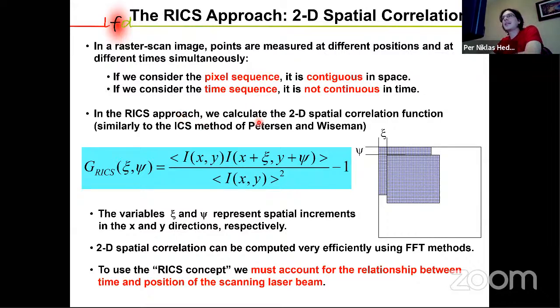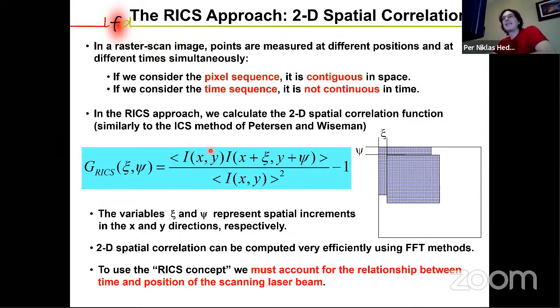So in the RICS approach, we calculate the 2D spatial correlation function. And this is shown here. Here you see the RICS formula. And if you remember the FCS lecture, it looks actually very similar. So we have the fluorescence intensity, and in the FCS you had it as a function of time, and then you multiplied it with the intensity as a function of time t plus tau, so at a time delay. So now instead of this time delay, we have a pixel delay, which intrinsically contains a time delay.